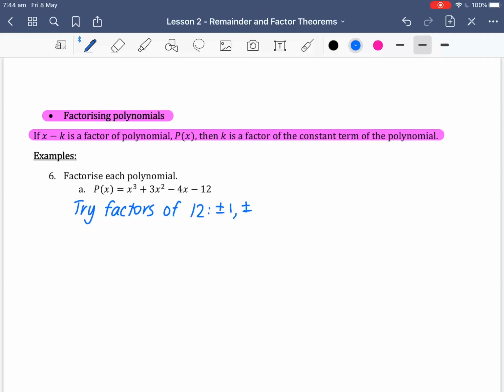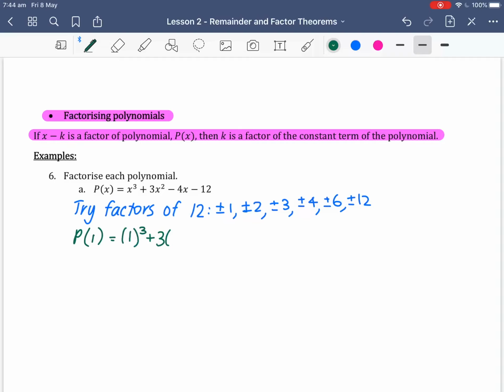So our factors of 12 are plus or minus 1, plus or minus 2, plus or minus 3, plus or minus 4, plus or minus 6, and plus or minus 12. So we're going to have a little bit of a play around. So we're going to sub in p of 1 and see if that works.